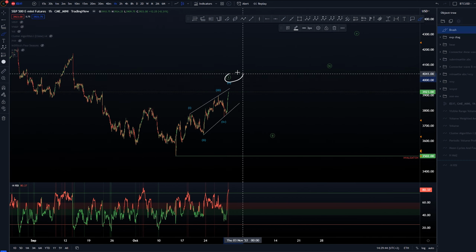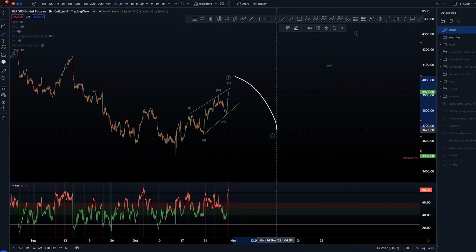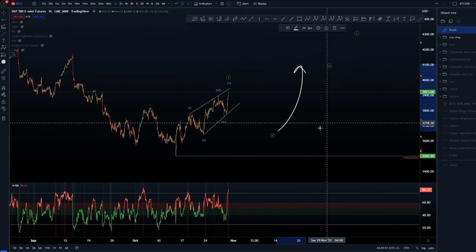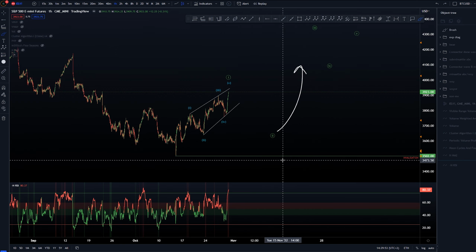The overall expectation, however, is that after creating this wave 1, we would be having a 3-wave pullback for that wave 2, and then possibly taking longs against these lows that we have here.